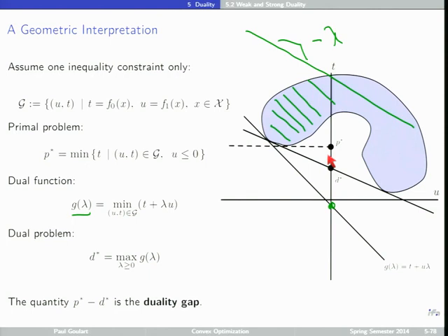Hi. Sorry, I have a quick question here. Why exactly is the slope minus lambda? Because we have the G is T plus.